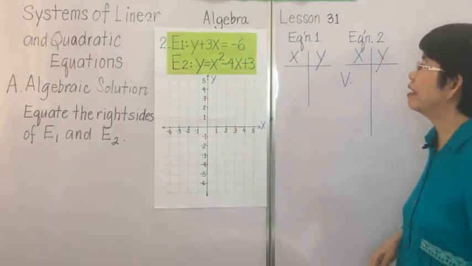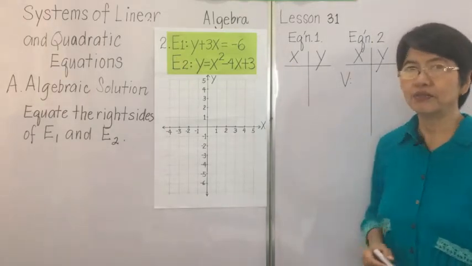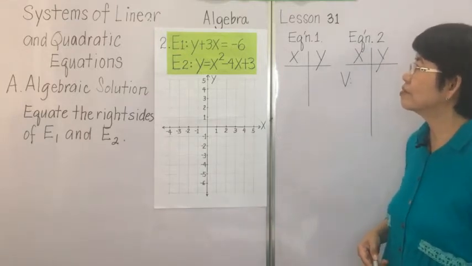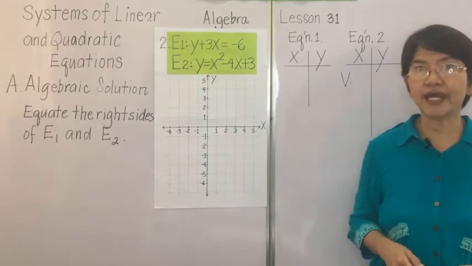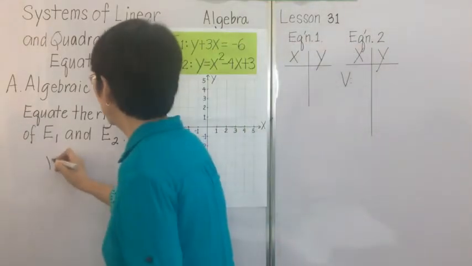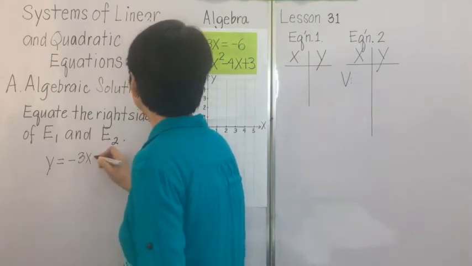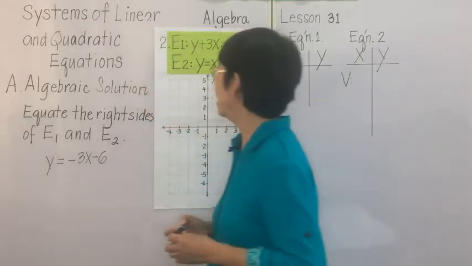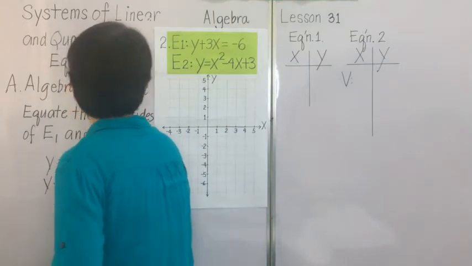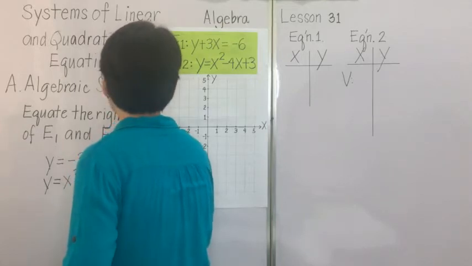Example number 2, we have equation 1, a linear equation, and equation 2 is a quadratic equation. But equation 1 is not expressed as y equal to an expression in terms of x. So we have to simplify this in the form y is equal to negative 3x minus 6. And then we have equation 2, y is equal to x squared minus 4x plus 3.